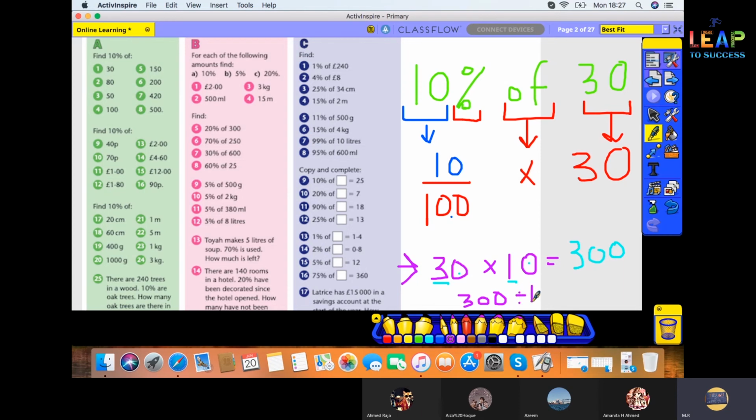So now when you divide this, you can clearly see straight away mentally, how many hundreds go into 300? Well, you should know that is 3. Therefore, my final answer is 10% of 30 is equal to 3. And that is the full working out there for a basic percentages of quantities question. Okay, brilliant.